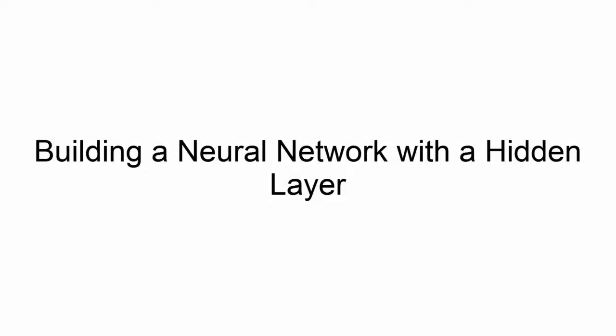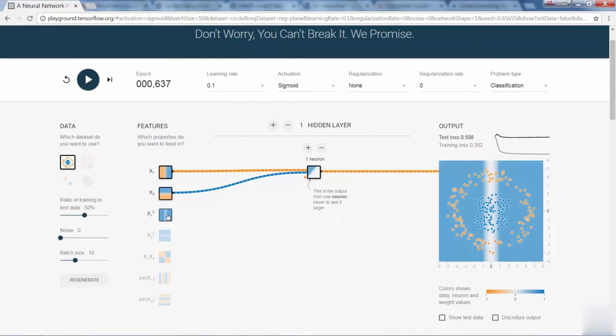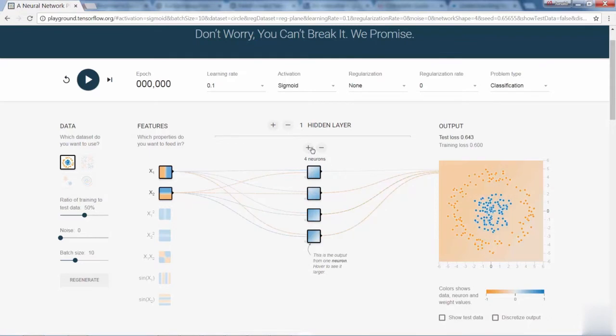All right, so what we can do is we can also increase the features which you feed to the network, but in this case we're not going to do that. We're going to see the impact of increasing the neurons. So let's go ahead and try with 4 neurons and see how it performs. So let's go and start it.